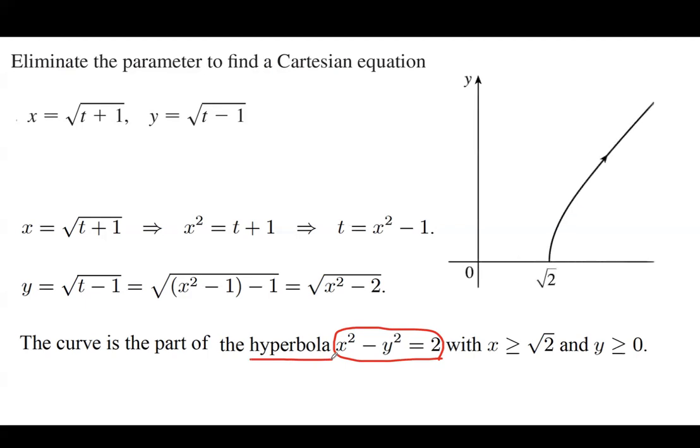You can visualize this as well. This is just part of the hyperbola. Be careful about the domain. T minus 1 must be more than or equal to 0, and t plus 1 must be more than or equal to 0 because you have square roots. And when you look at x squared minus 2, it must be more than or equal to 0 because it is inside the radical.